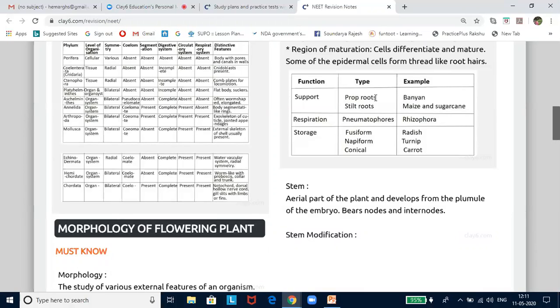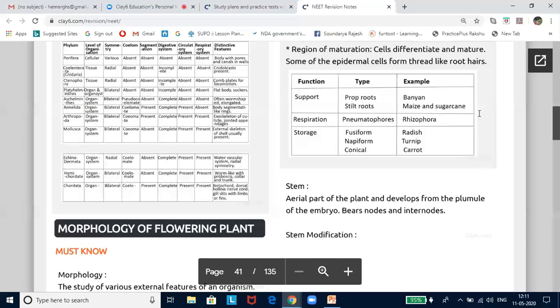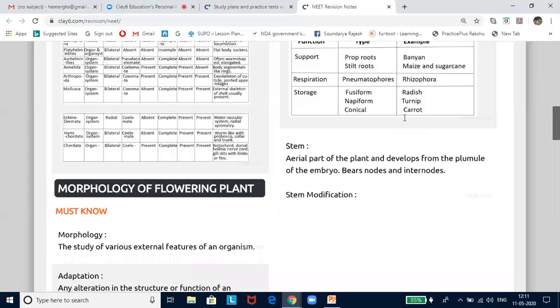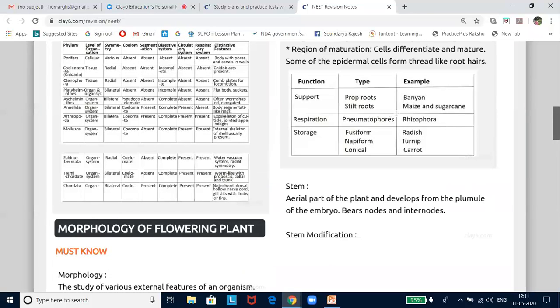Prop roots are found in banyan. You might have seen in banyan tall pillar-like structures arising from the branches and entering the ground if the banyan tree is quite old. And these roots are called prop roots. Stilt roots are found in maize and sugarcane, and they also help in support. Now there are certain roots that are called respiratory roots, which help in respiration.